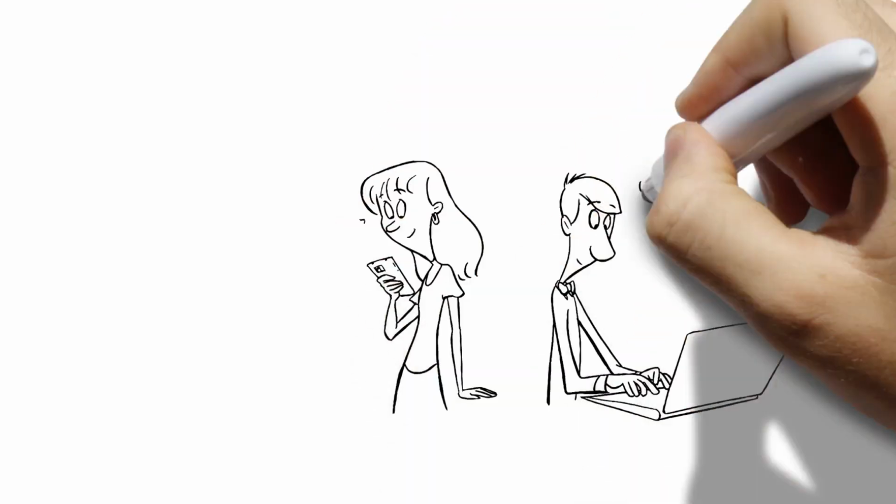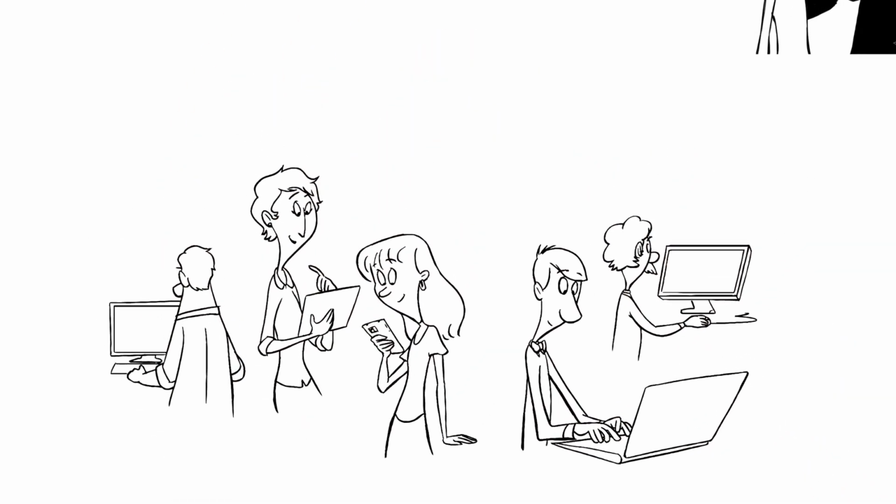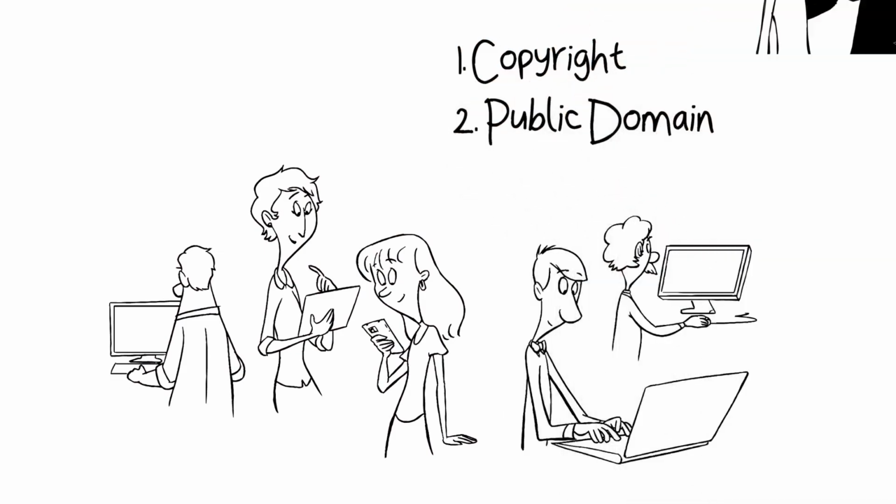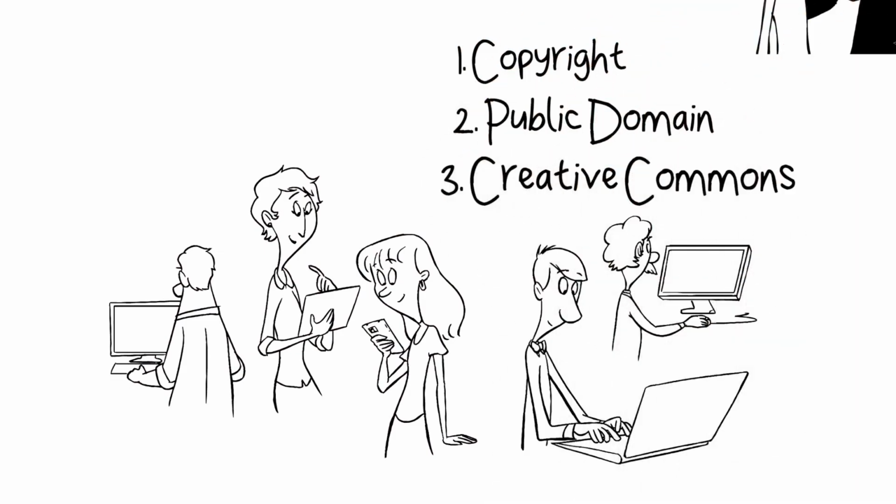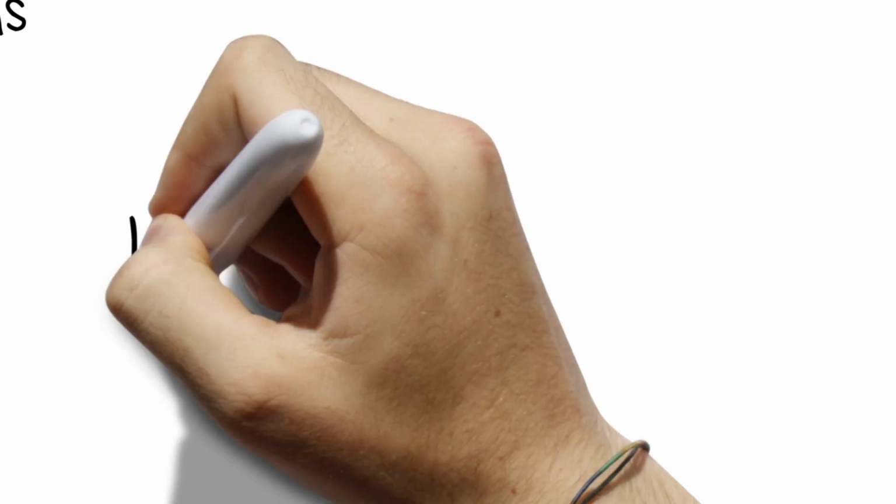There are three basic types of licenses for creative works. 1. Copyright. 2. Public domain. And 3. Creative Commons. First, let's explore copyright licensing.